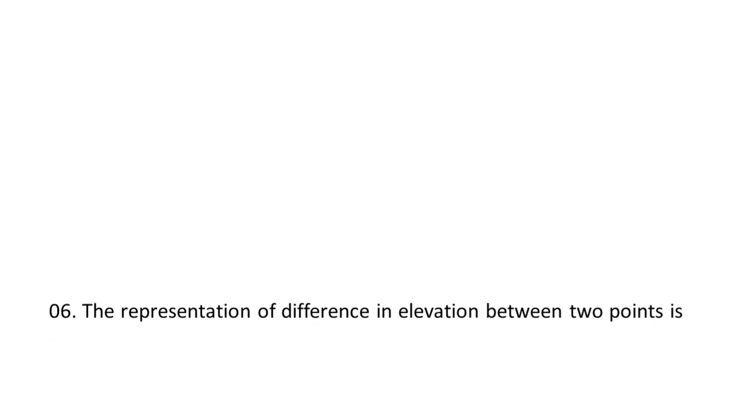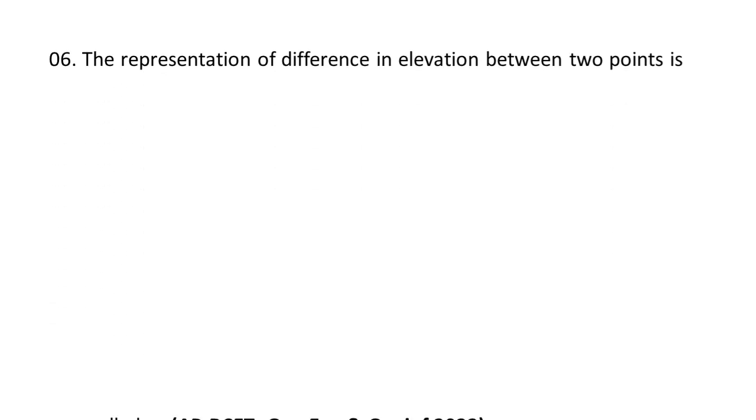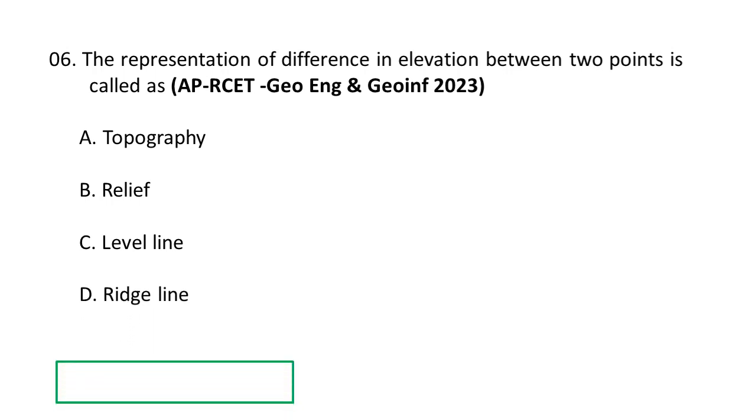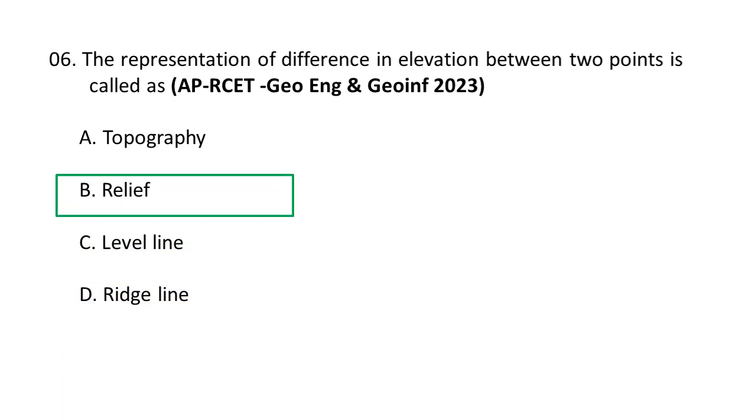Next question. The representation of difference in elevation between 2 points is called as A. Topography, B. Relief, C. Level line and D. Ridge line. So the correct answer is relief. Relief is the difference in height between 2 points on the earth's surface, such as the highest and lowest points of a landscape. It's measured in feet or in meters, and is a result of the underlying geology, including the hardness, permeability and structure of the rocks. So B is the correct option.